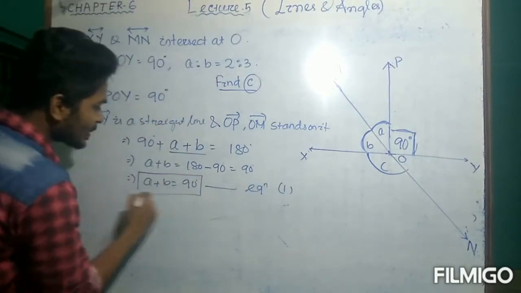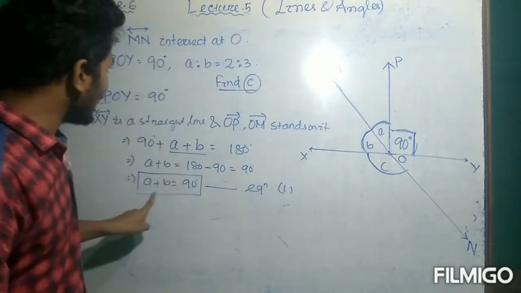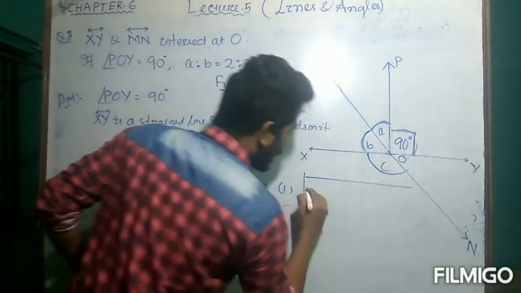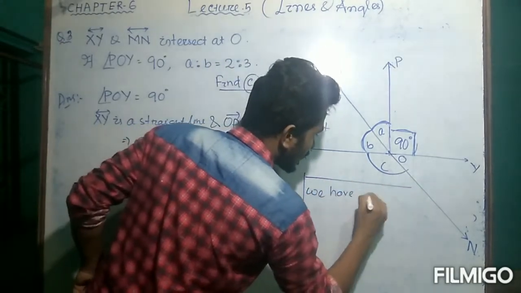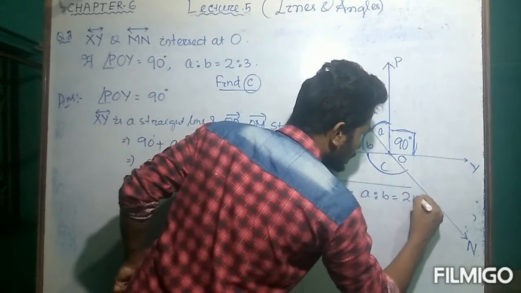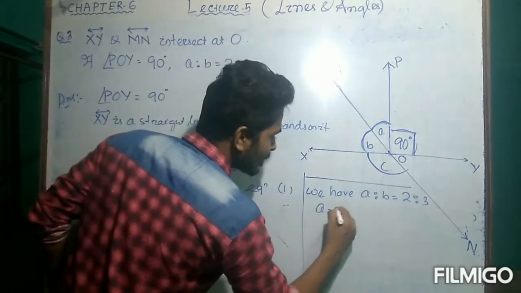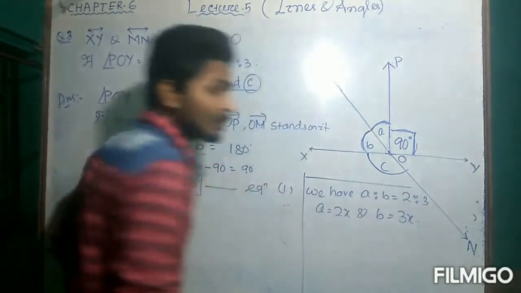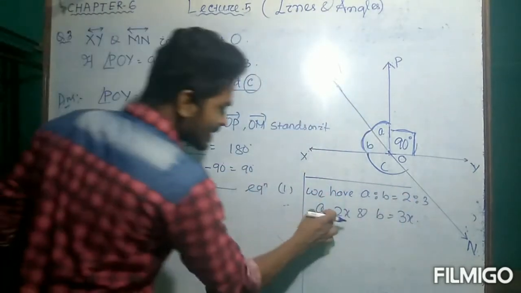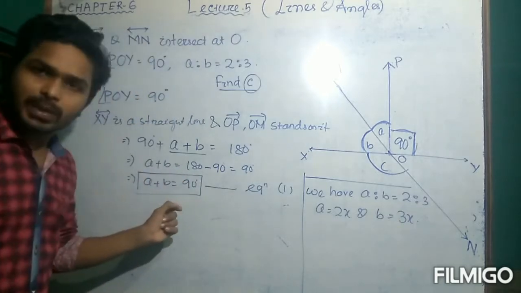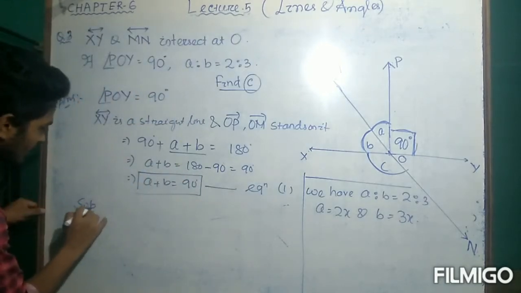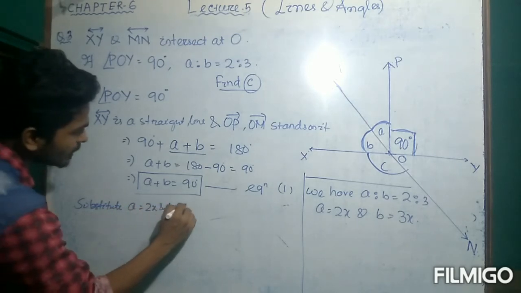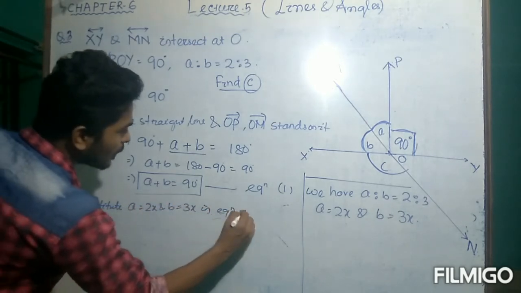Next we have the ratio of these two angles A and B is equal to 2:3. So write it here. We have A is to B is equal to 2:3. So you can write A is equal to 2x and B is equal to 3x. Okay. So substitute these two values A and B in the original equation. So substitute A is equal to 2x and B is equal to 3x in equation 1.